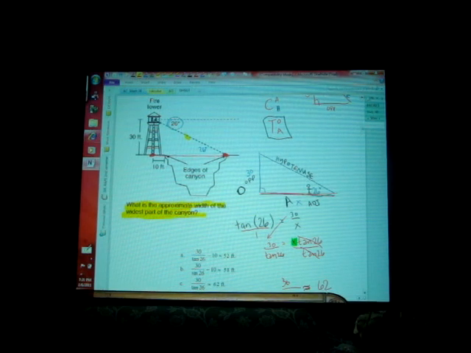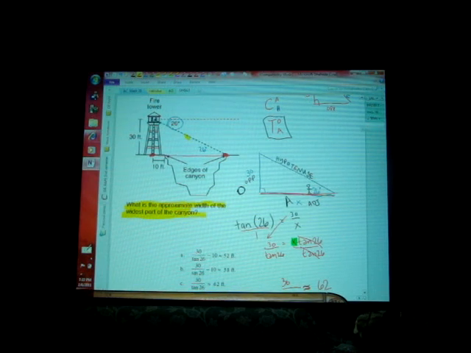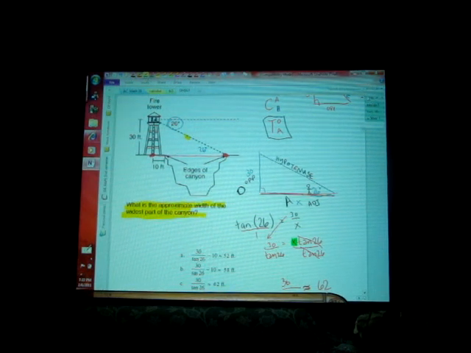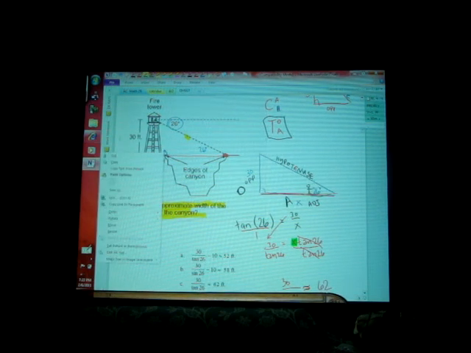But remember what the question is. It's highlighted in yellow. It says, what is the approximate width of the widest part of the canyon? Well, the widest part of the canyon starts here and goes to here. You know the red length. The red length is 62.